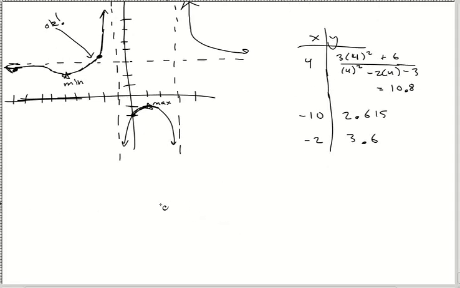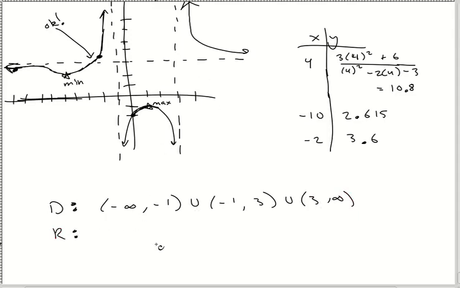They're wanting a lot more stuff, I think. There's all kinds of stuff I have included here. So the domain is going to be negative infinity to -1, union -1 to 3, union 3 to infinity. This is from my vertical asymptotes. That's all it really is. My range is kind of interesting.